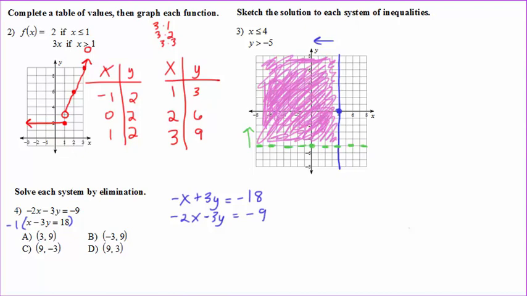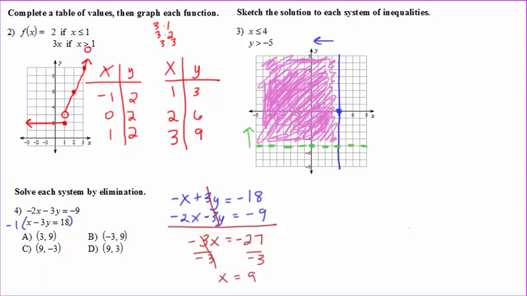And then I'll rewrite the first one underneath so that we can continue our work. Now, if we add our equations together, 3y minus 3y will cancel each other out. -x plus -2x is -3x. -18 plus -9 is -27. All we've got to do now is divide by -3 on both sides, and that gives you 9.